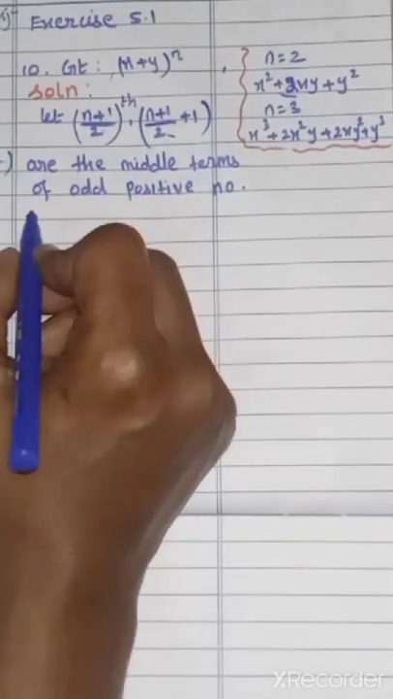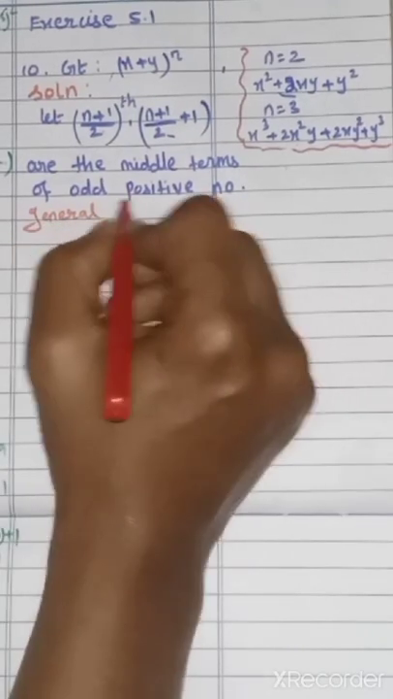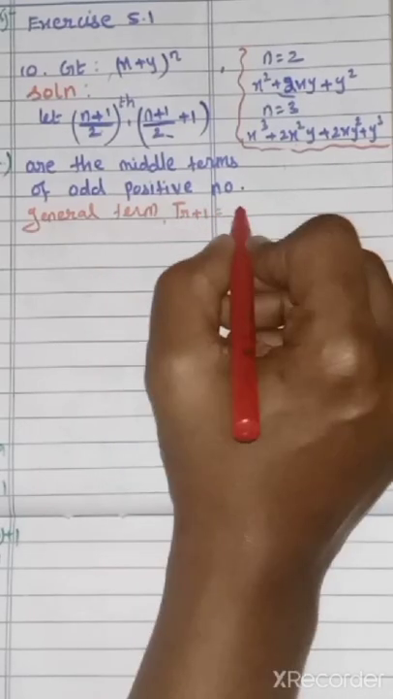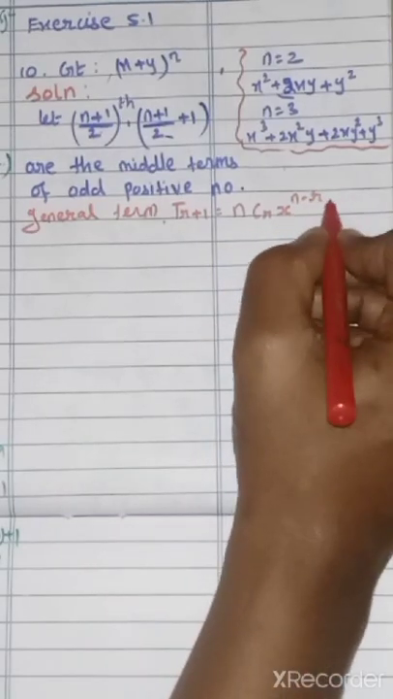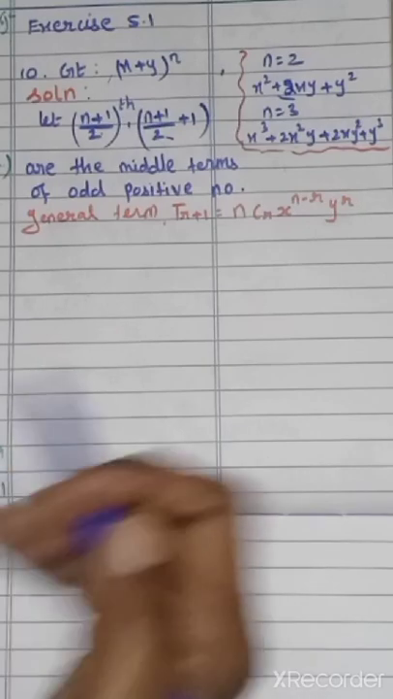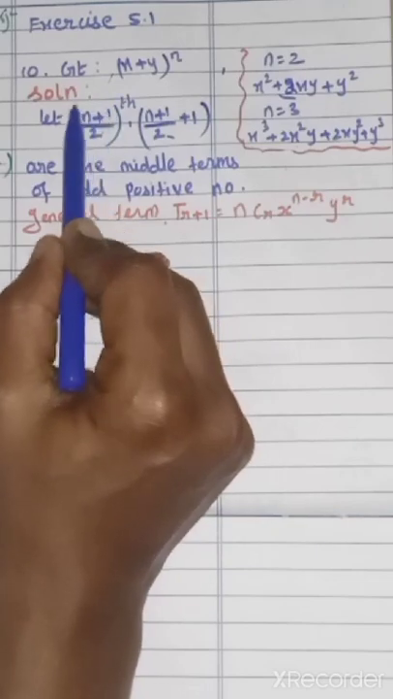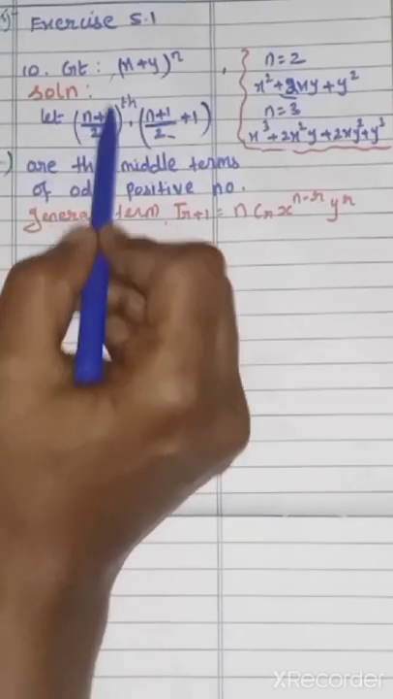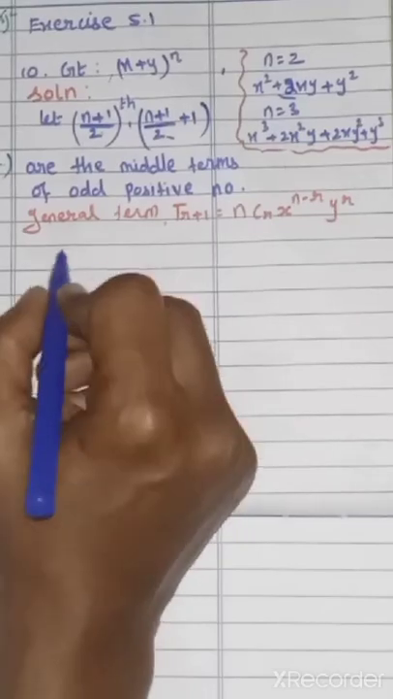Now, what is your general term formula? General term formula: T(r+1) = nCr x^(n-r) y^r. Is that right? This is your general formula. So now instead of this r, we can take this number: this whole (n+1)/2 is r plus 1. So how can we rewrite this formula?